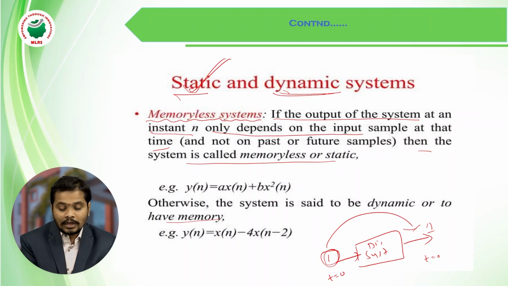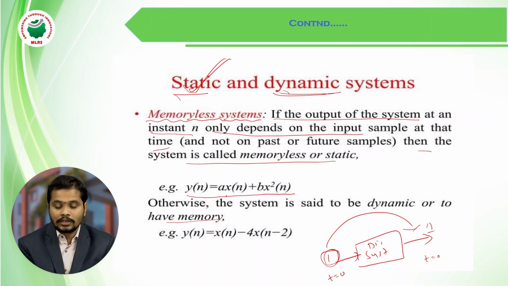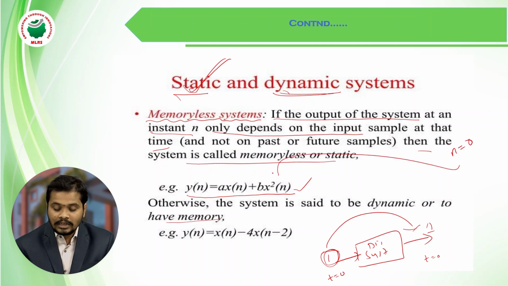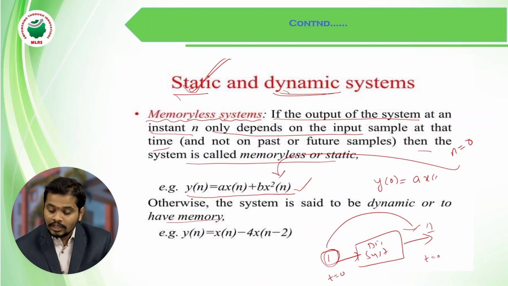For example, for a memoryless or static system, consider the equation y of n equals a into x of n plus b into x square of n. This is a static or memoryless system. How? Suppose I keep the present input at n equals 0. If you substitute n here, y of 0 equals a into x of 0 plus b into x square of 0.